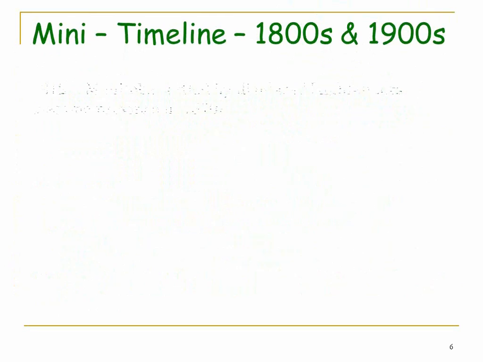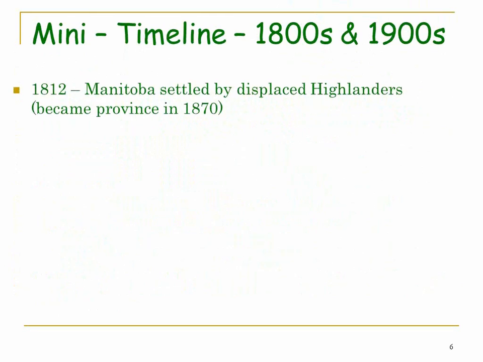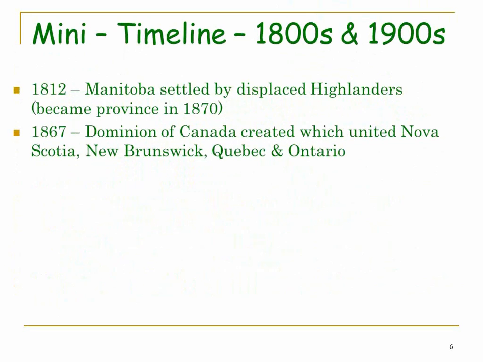Slipping into the 1800s and 1900s, we have Manitoba that was settled by the displaced Highlanders. If you remember, the Scottish Highlanders were kicked out of their lands, and this is one of the areas that a lot of the Highlanders settled. And then in 1867, the Dominion of Canada was created, which united all of these places together under one domain. Of course, at this point in time, there had already been a major census taken in 1851 and 1861, so those places are going to be done in separate areas.